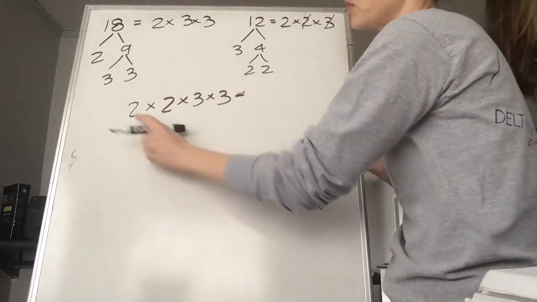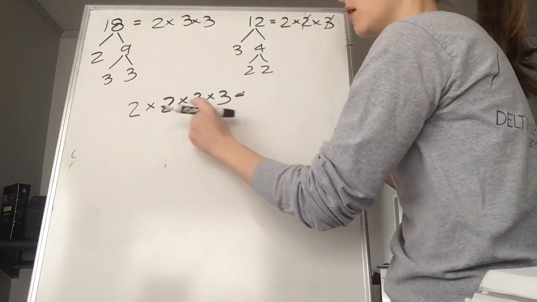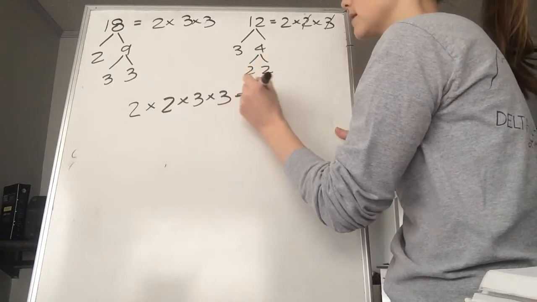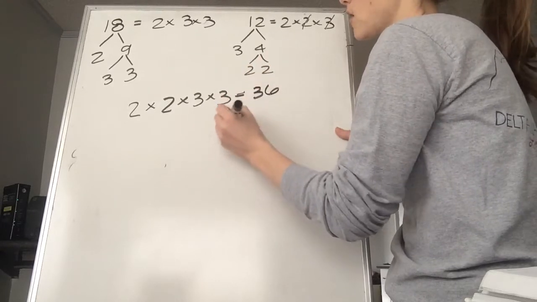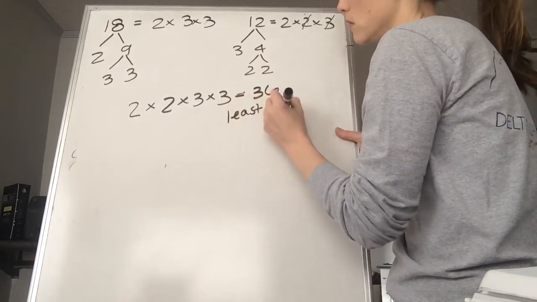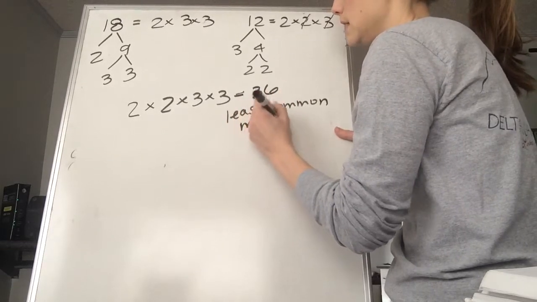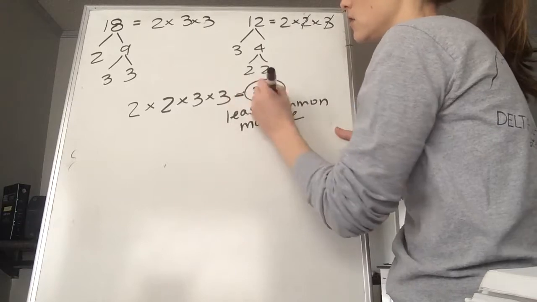What does that equal? 2 times 2 is 4. 4 times 3 is 12. 12 times 3 is 36. So the least common multiple for 12 and 18 is 36.